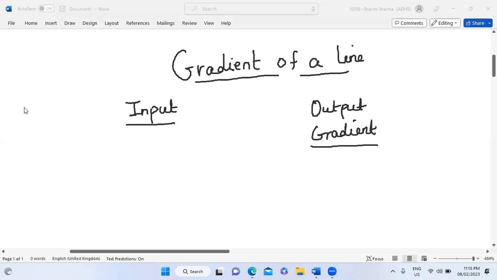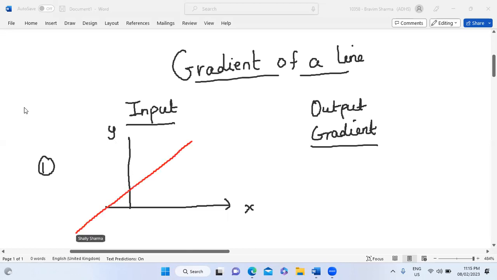Now, the first method is when, let's say, we are given the graph of a line. So this is my x-axis and this is the y-axis. And here, let's say this is the equation of a line, and when I draw this line here, these are the points. Let's say this is 1, 2, 3. This is a line L. And this axis is 1, 2, 3.